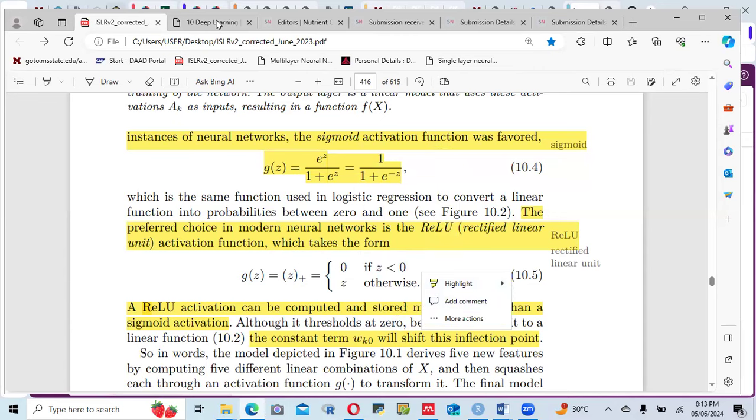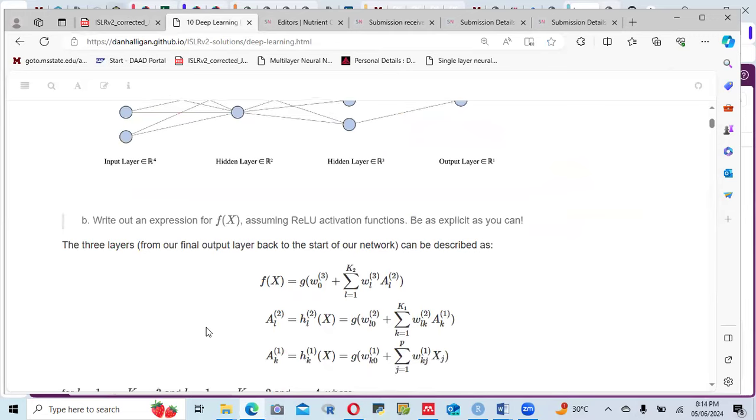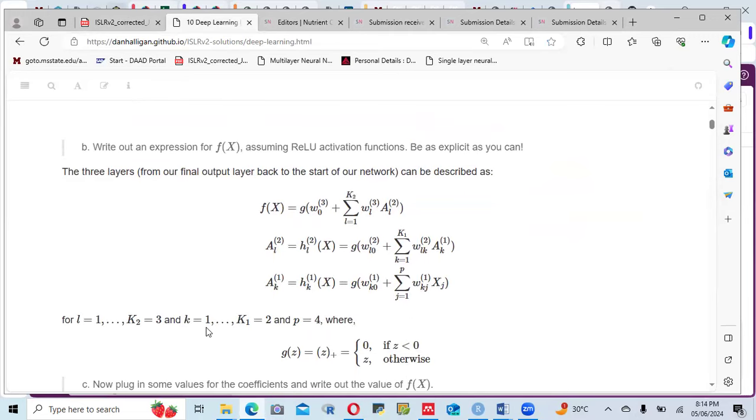If we go back to the solutions in the book, we have a function f of x which gives us this, where we have several constants. We have our w_l of 3. We also have our A_l of 2, where A is our activation function, which is given by this equation. Then we also have the A_k of 1, which gives us this other equation, for l equal to 1, k2 equal to 3, and k1 equal to 2.